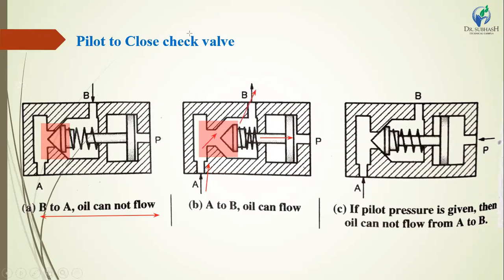to port B. In drawing 3, if the pilot pressure is given, then the oil cannot flow from A to B. If you apply the pressure from the hydraulic pump in a left side direction, the conical poppet closes the path. Here the path is closed, so oil cannot pass from port A to port B. This is the pilot to close check valve.